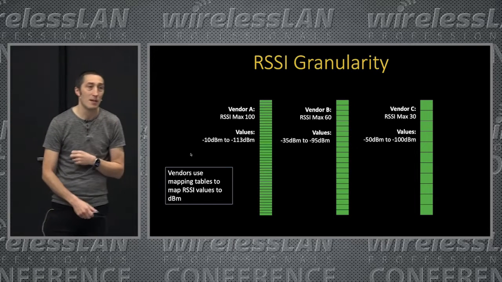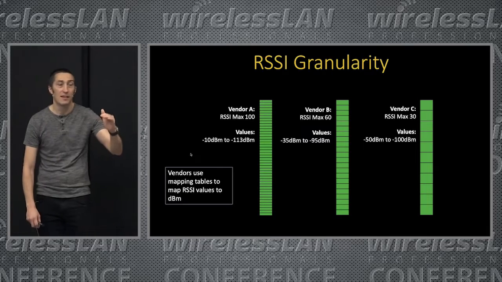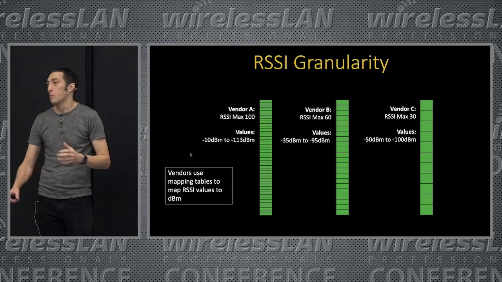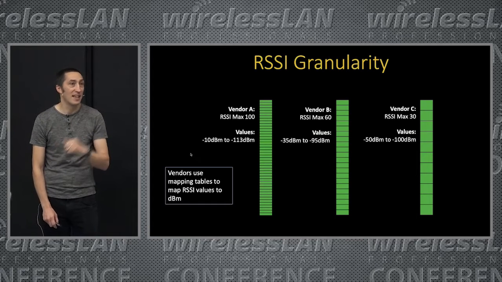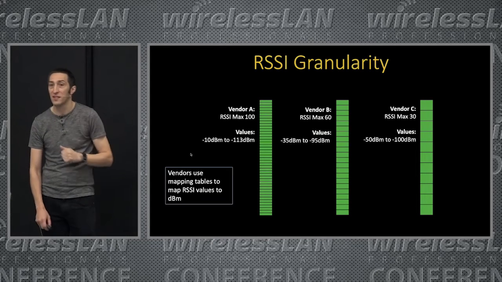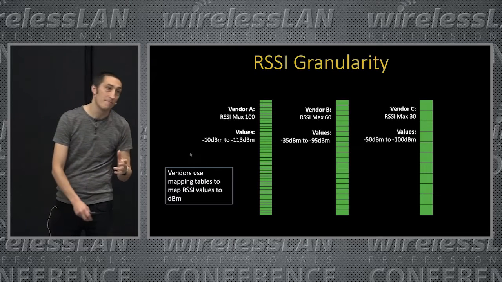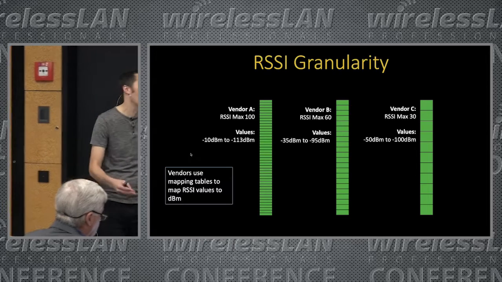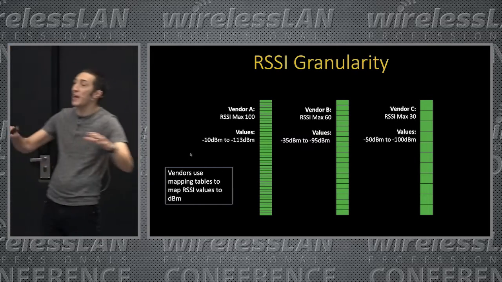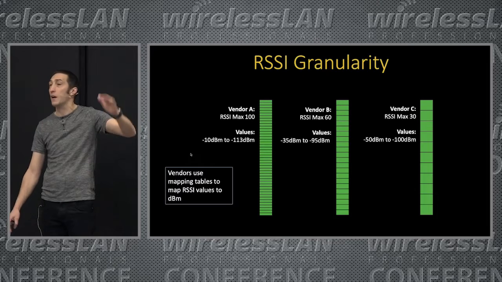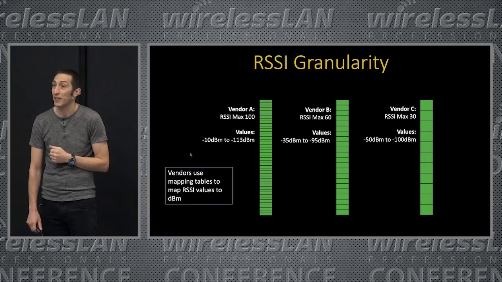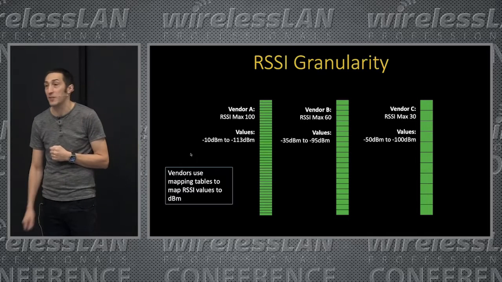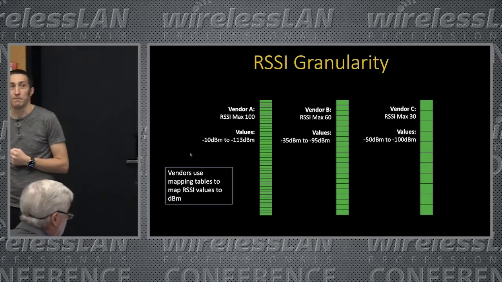So vendor A might go from -10 at the highest it can measure, all the way down to -113, and then it's got 100 values between those points. Vendor B might be -95 as the lowest signal strength it can read, and the highest might be -35. That means you'll never, ever get a reading stronger than -35 from vendor B. It just can't give it. If you're receiving a signal strength stronger than that, it'll still report it at -35.